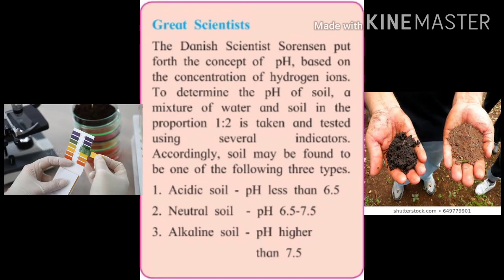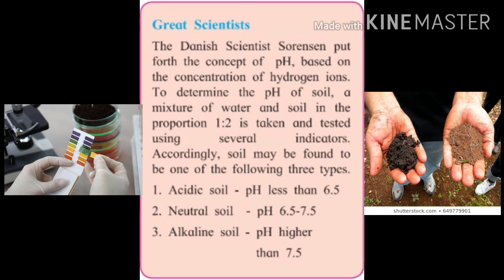Great scientists. The Danish scientist Sorensen put forth the concept of pH based on the concentration of hydrogen ions to determine the pH of soil. A mixture of water and soil in the proportion 1:2 is taken and tested using several indicators. Accordingly, soil may be found to be one of the following three types.